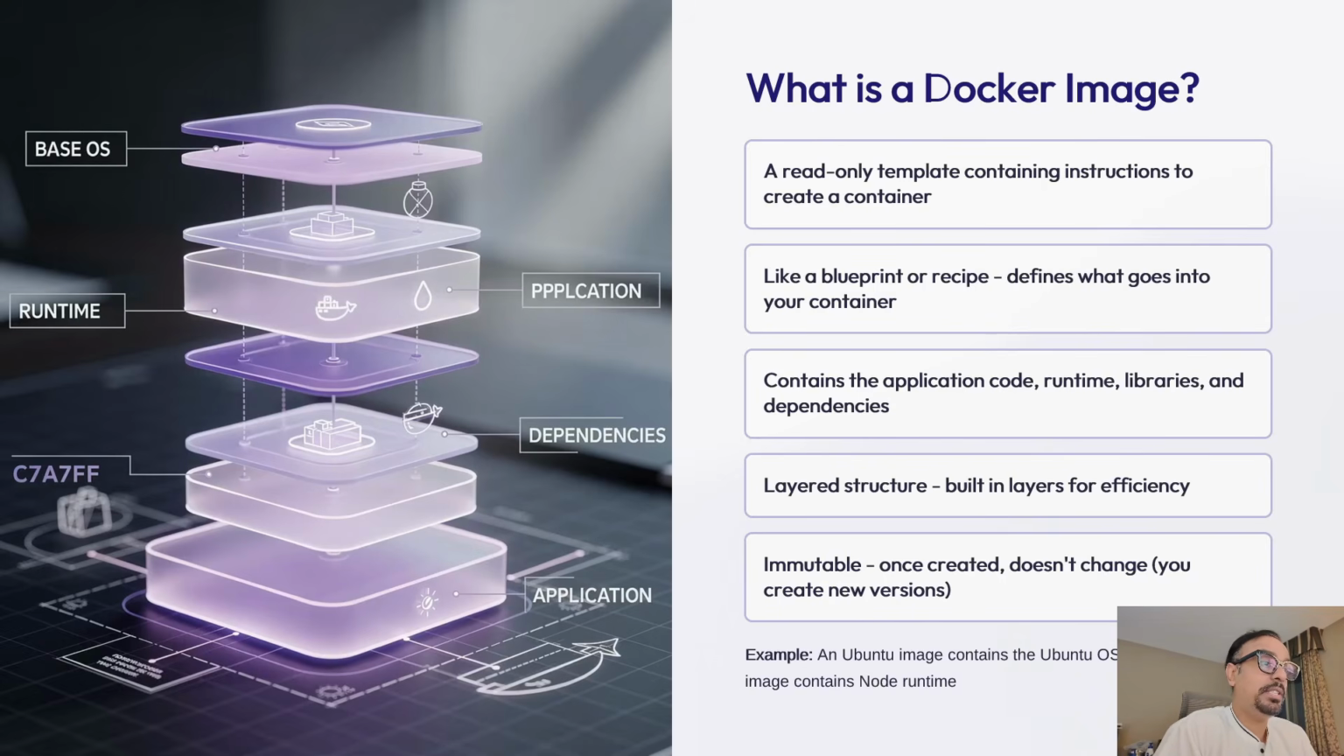Let's talk about Docker images. This is a crucial concept. An image is essentially a blueprint or template for creating containers. Think of it like a recipe for baking a cake. The recipe tells you all the ingredients and steps required to create the cake, but it is not the cake itself. Similarly, a Docker image contains your application code, the runtime environment like Node.js or Python, along with all necessary libraries, system tools, and configurations. But it's not running, it's just an instruction.